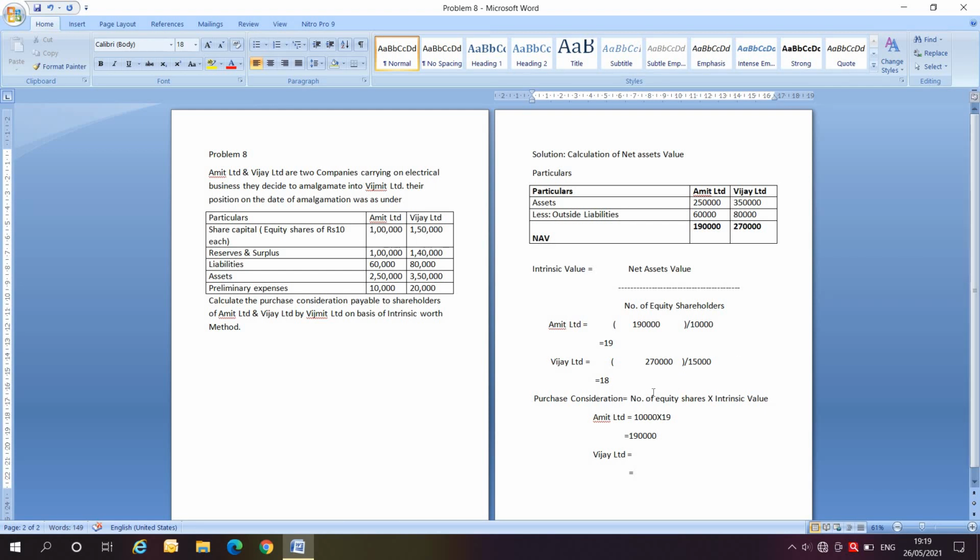Similarly for Vijay Limited, the number of equity shares is 15,000 multiplied by the intrinsic value which we have calculated, that is 18, and when you multiply 15,000 with 18, you get the answer as 2,70,000. This is how we solve the problem using the intrinsic value method. Why have we used the intrinsic value method only? Because the problem clearly asks to solve it using the intrinsic worth method. So first of all, remember the formulas, and according to the formula you just substitute the values and find out the answer.